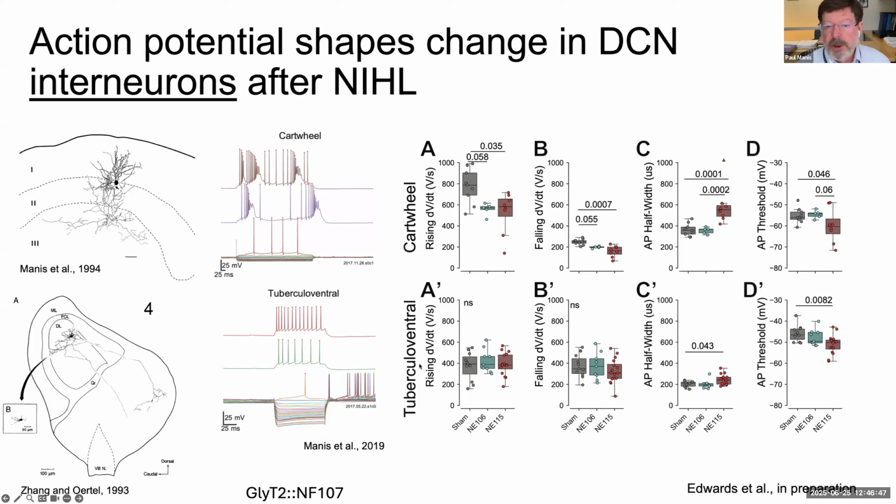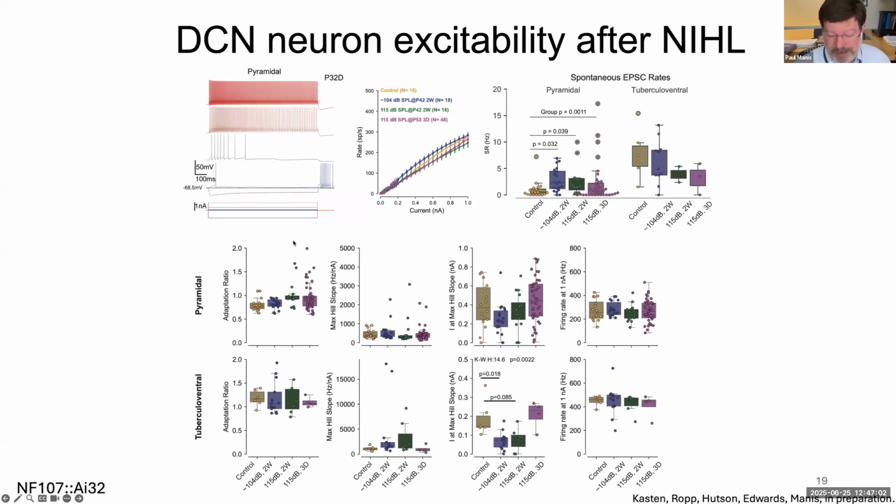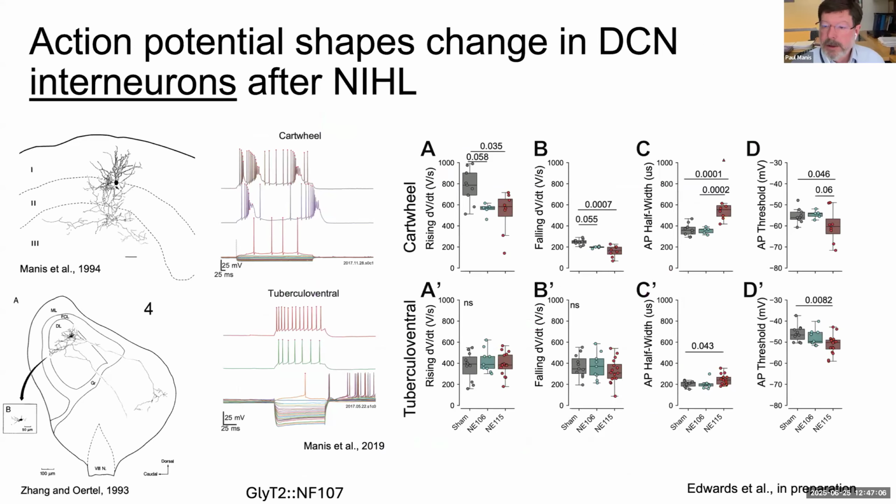Tuberculoventral cells didn't show a change in the action potential rising and falling rates, although the half width did slightly increase. And interestingly, the thresholds also decreased with the most intense noise exposure condition. So there are also changes in the excitability of the interneurons in the dorsal cochlear nucleus with this noise exposure paradigm.